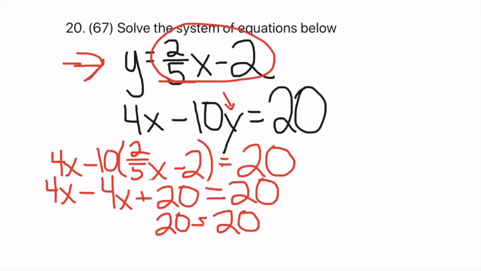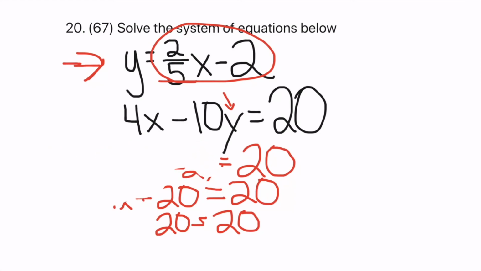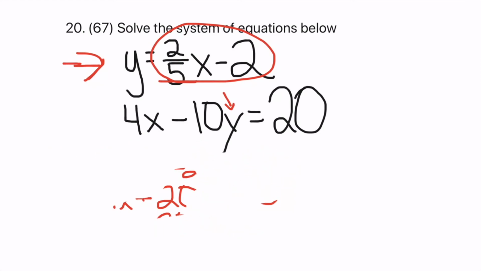So you might be wondering what to do at this point. Well, it looks like since 20 does equal 20, this is going to be all real numbers. So I suspect that these must be the exact same lines. So I'm actually going to go back just to verify this and see if they are the same line by putting them both in the same format. So notice the first one is in slope-intercept form. I'm going to rewrite this second problem in slope-intercept form and see if they're the same thing.